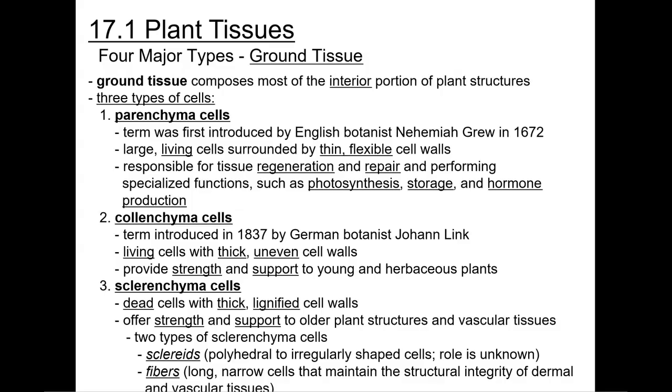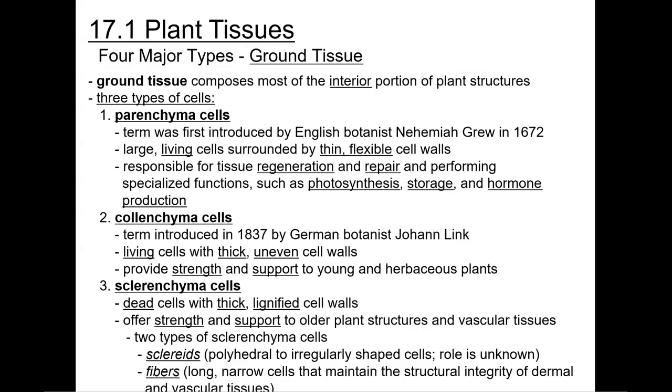Moving on to the collenchyma cells. This is a term that was introduced in 1837 by a German botanist, Johann Link. These are living cells that have thick, uneven cell walls. They provide strength and support to young herbaceous plants.